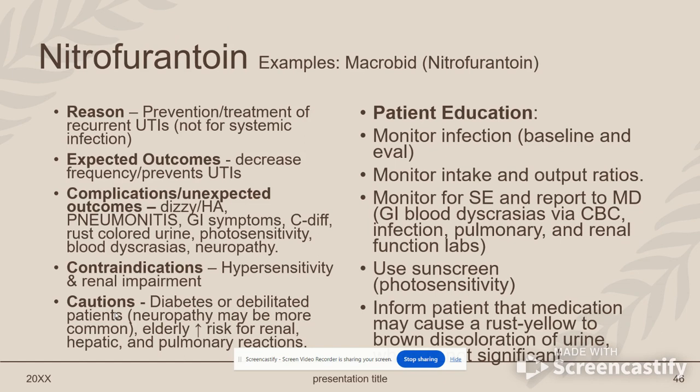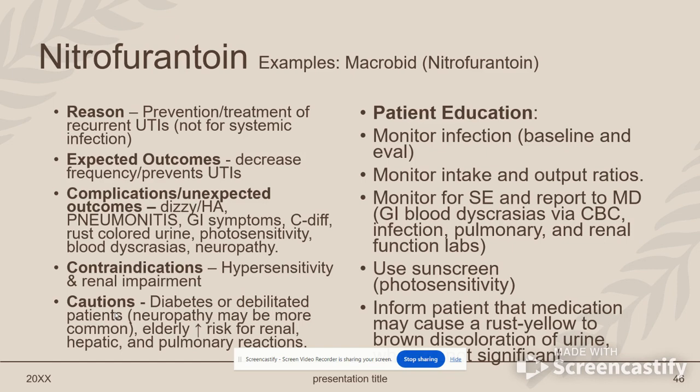Nitrofurantoin examples are Macrobid. Reason, again, UTIs, not really given if it's a systemic infection. Hopefully it decreases frequency and prevents UTIs. Complications are dizziness, headache, pneumonitis, GI symptoms, C. diff, rust-colored urine, photosensitivity, blood dyscrasias, and neuropathy. Contraindications are hypersensitivity and renal impairment.